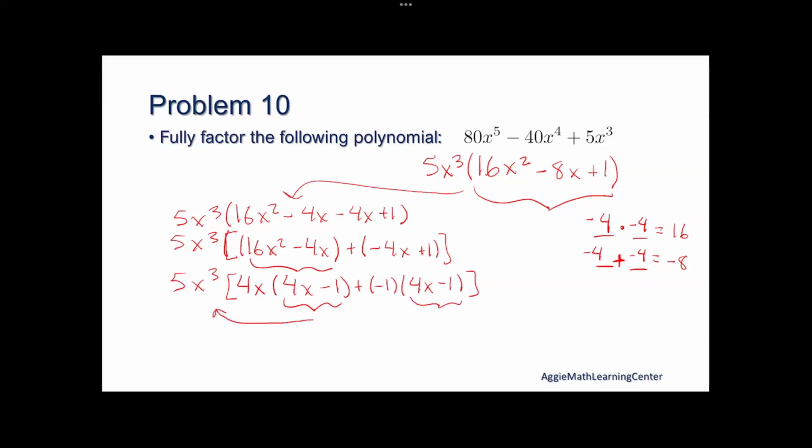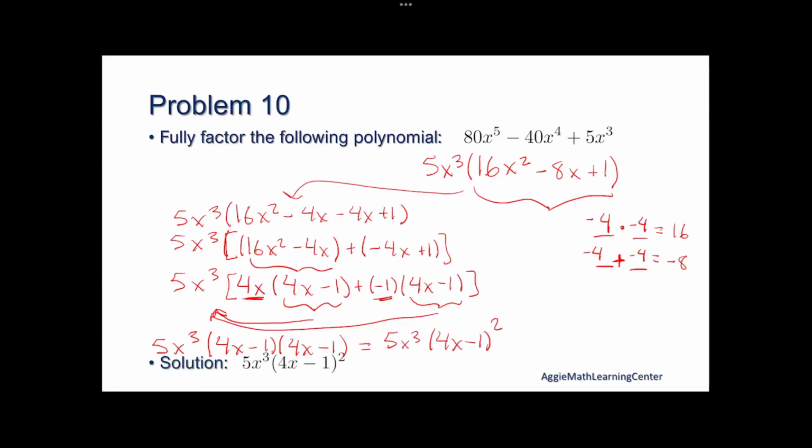So we're gonna pull them both out. And we will be left with 5x cubed times our term that we pulled out, 4x minus 1, times the inside terms here, 4x minus 1, which will simplify to 5x cubed times 4x minus 1 squared. Perfect. Okay, any questions on that one? We're good there. Okay, awesome.